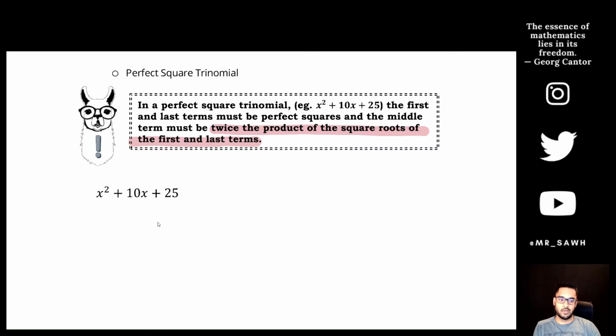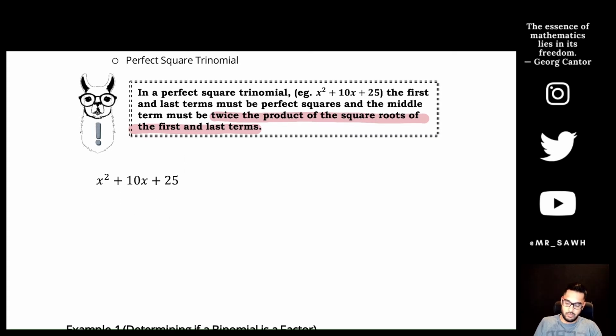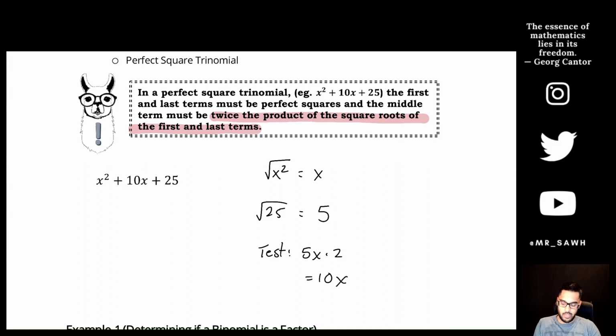So if we test this out for the one that you see there, well, if I take the first term and square root it, I get x. If I take the last term, which is 25, and you also square root that, you get 5. And it does say the middle term must be twice the product of the square roots. I found the square root, so here's the test for that middle term. Well, I get 5 multiplied with x for 5x, but it has to be twice that, so multiply it by 2. I've got my middle term for 10x, so I know this is a perfect square polynomial.